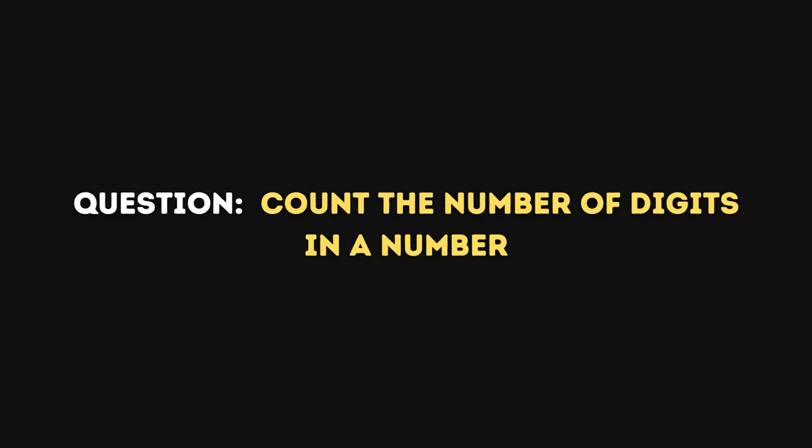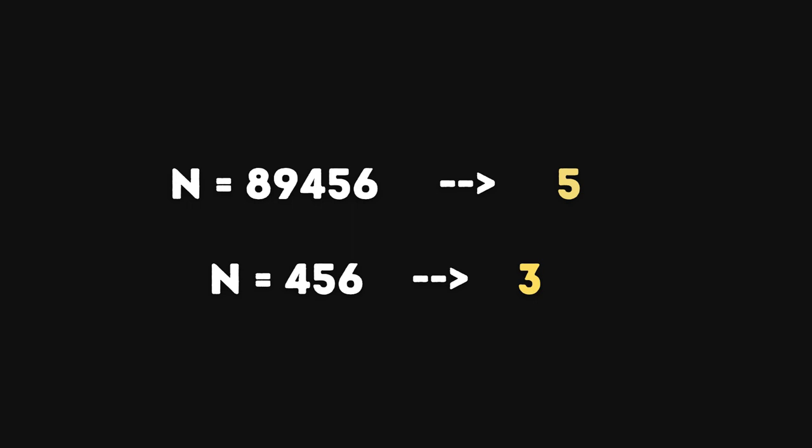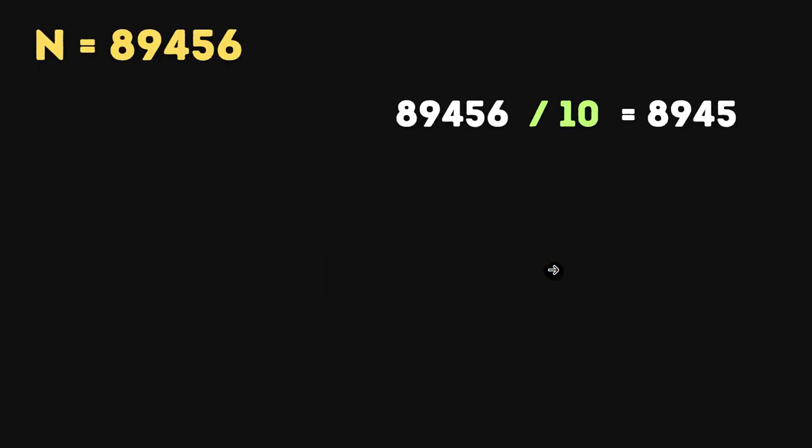Let's suppose the user gives a number something like 89456. Our output should be 5, that is 8, 9, 4, 5, 6, five digits are there. If the entry is 4, 5, 6, then the output should be 3, right? So let's take 89456 as an example.